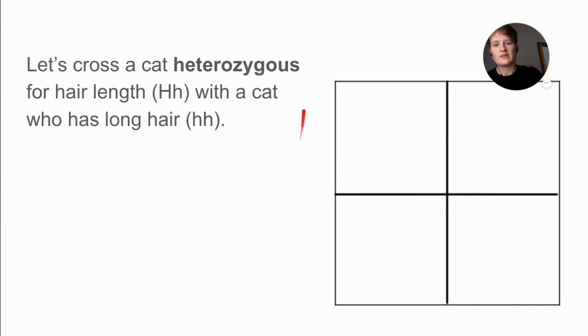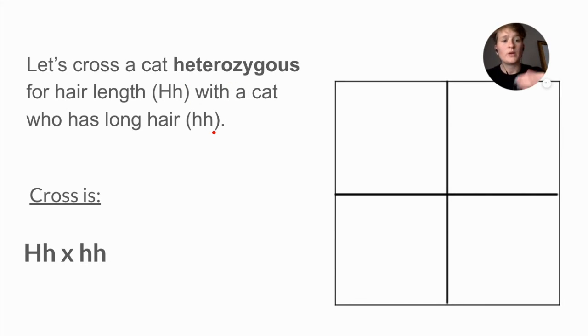So, let's cross a heterozygous cat. Hetero means different, so we know that the letters will be different. So heterozygous looks like this, big H, little h. So we're crossing a heterozygous cat with a long-haired cat. We know, because long hair is recessive, that the genotype of the long-haired cat will have little h, little h.